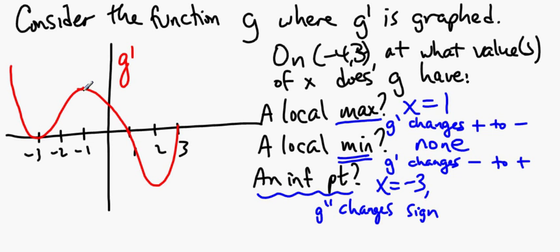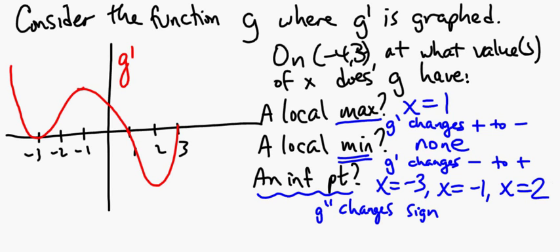Similarly, you'll see that there's an inflection point here where G prime goes from increasing to decreasing. And similarly over here, you'll notice that G prime is negative, G double prime is negative, negative, negative, and then G double prime is positive. Wait a second, coach. What you're telling me is that the inflection points for G are where G prime has relative maxes and mins. Yes.